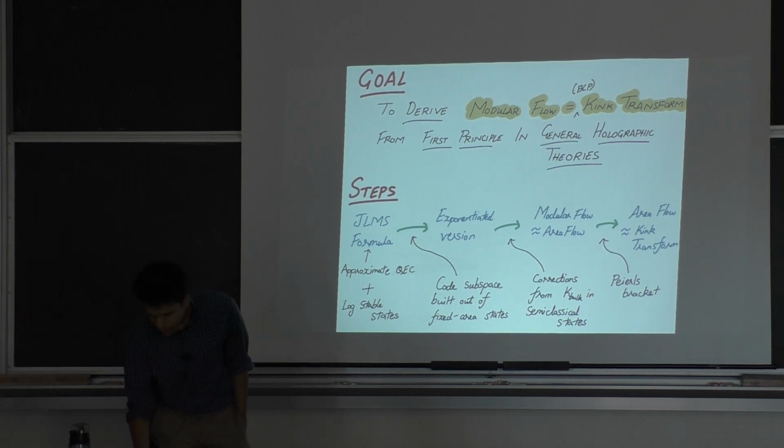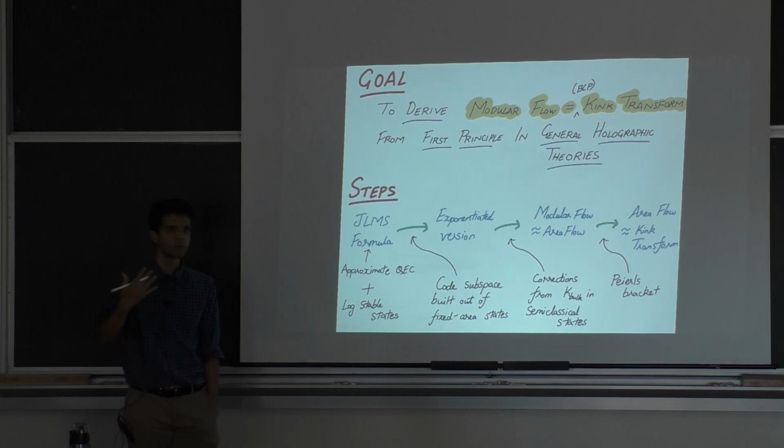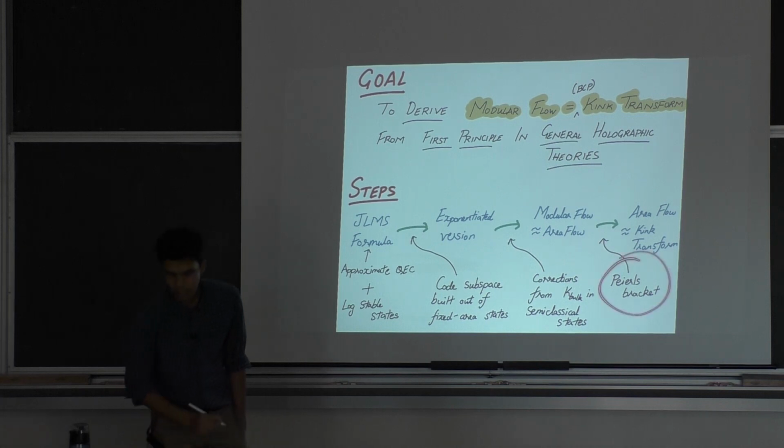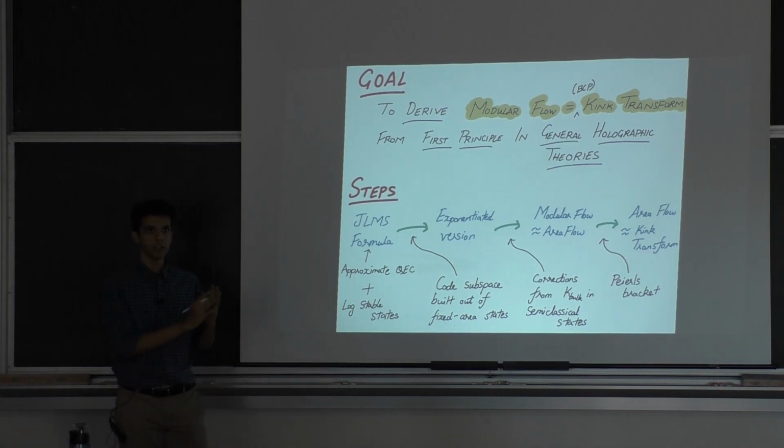And finally, what we'll do is now take the area flow and show that the area flow itself generates a Kink transform. And the more general version of this in higher derivative theories would be that the Dong entropy is the thing that generates the Kink transform. And for this, we'll use classical phase space techniques like the Poisson bracket. So that's sort of the outline, going from the JLMS formula to the Kink transform. Is that clear?